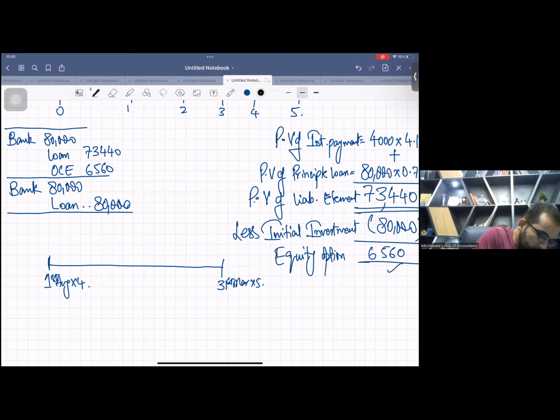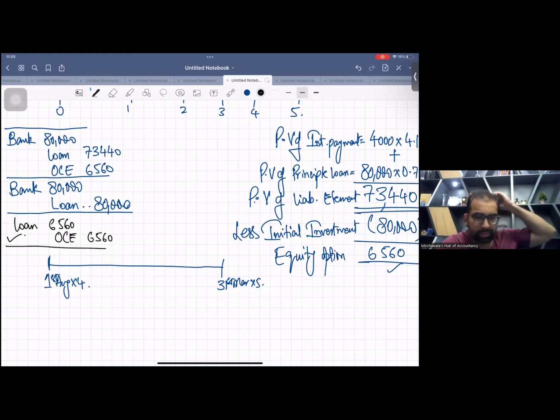The correcting entry will be debit loan 6560 and credit OCE or equity option, whatever you feel comfortable. So this is the first correcting entry you need to make. Now, second entry.